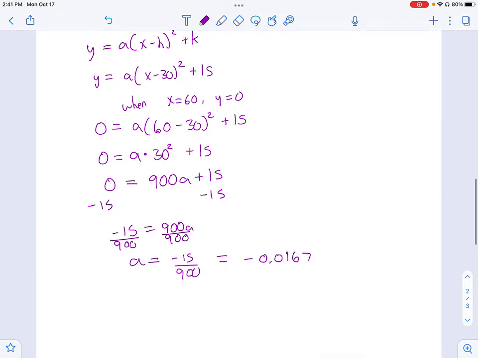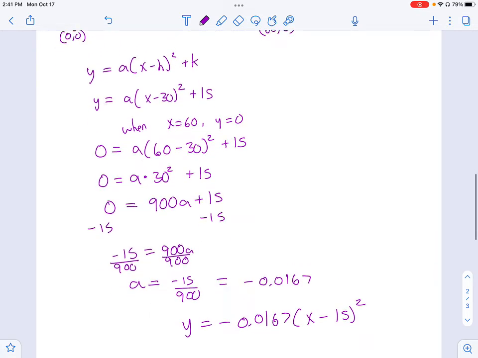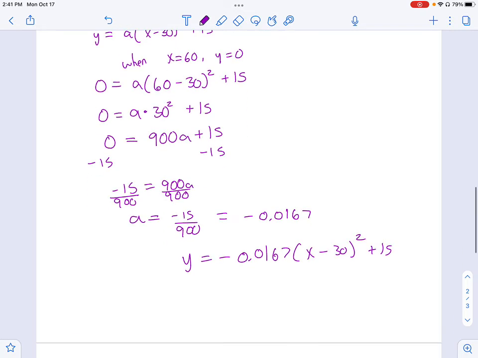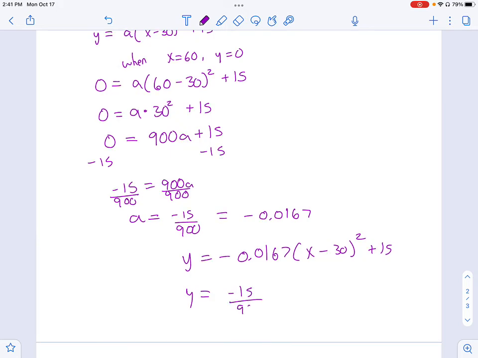So my equation for this path of the football is y equals negative 0.0167 times x minus 30 squared, plus 15. You could also leave it as a fraction, of course. You don't even need to simplify it. So these are the same answer, of course. Okay.